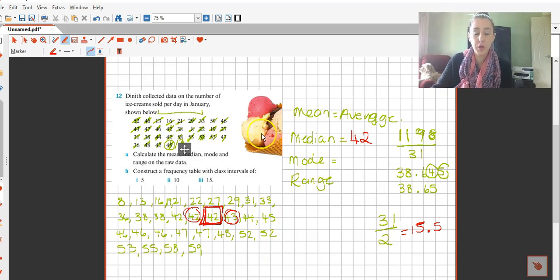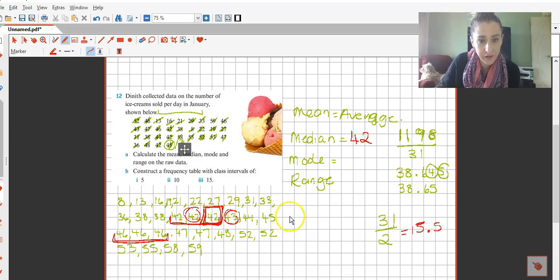Okay, so then the mode, the most common number that appears, or the most common in my data. I've got 3 days where I sold 42 ice creams. And I've also got 3 days where I sold 46.